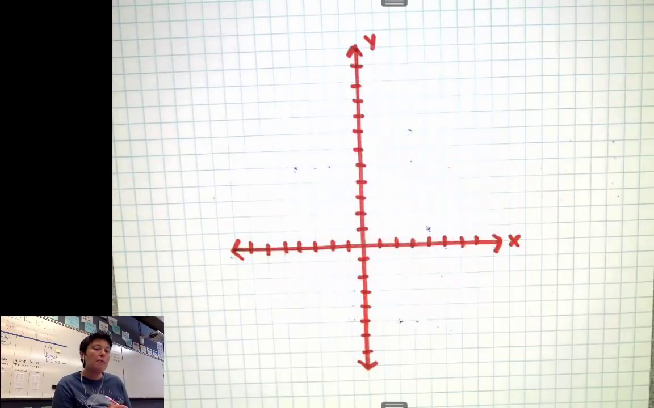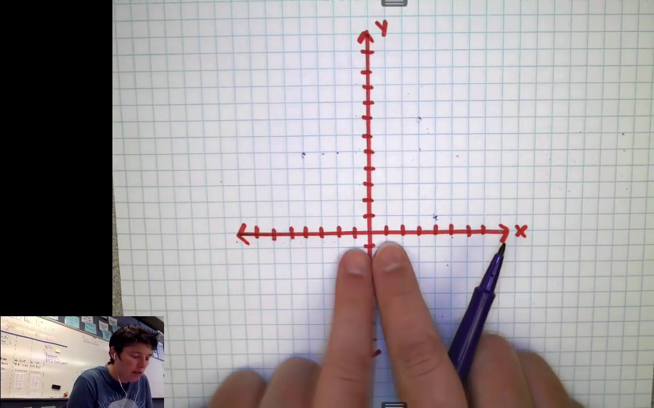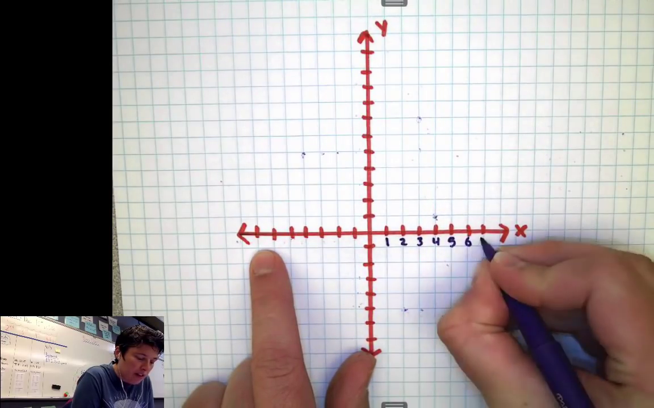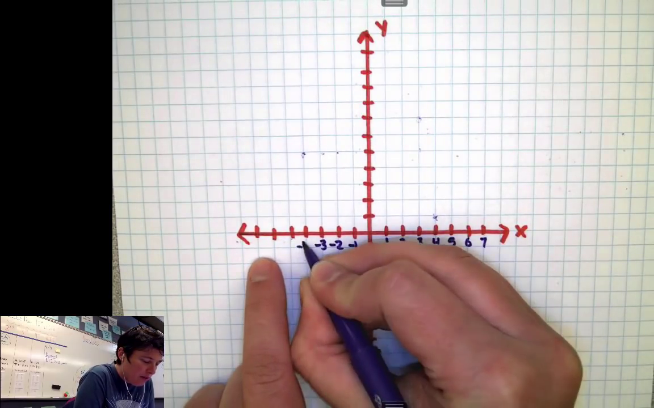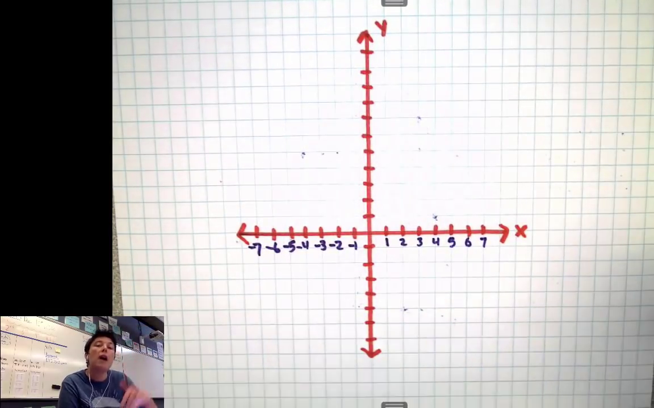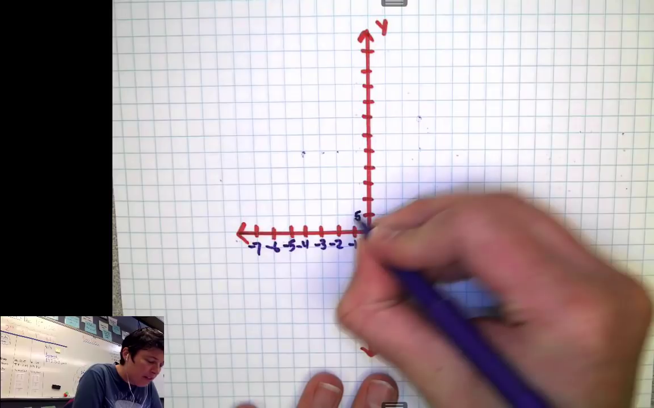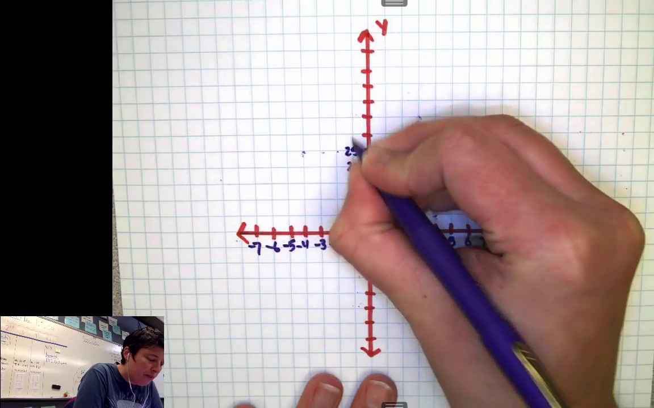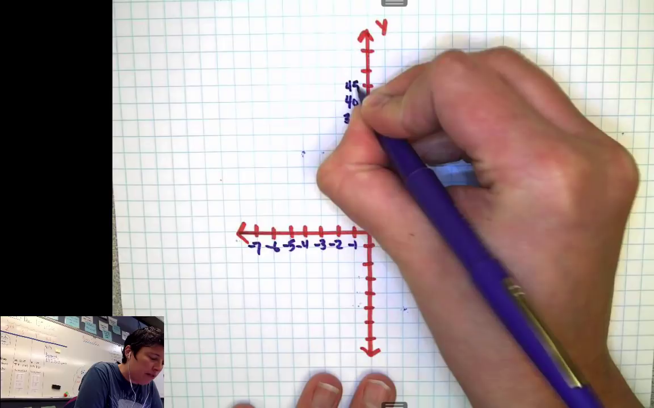Okay, so I'm going to change up my scale today. For this one, I'm still going to count by ones on the bottom. I'm going to go 1, 2, 3, 4, 5, 6, 7, until I run out of room. I'm going to go -1, -2, -3, -4, -5, -6, -7. But then for the y-axis, I'm going to spread it out. I'm counting by 5s. 5, 10, 15, 20, 25, 30, 35, 40, 45. I think I can get to 50 and stop.